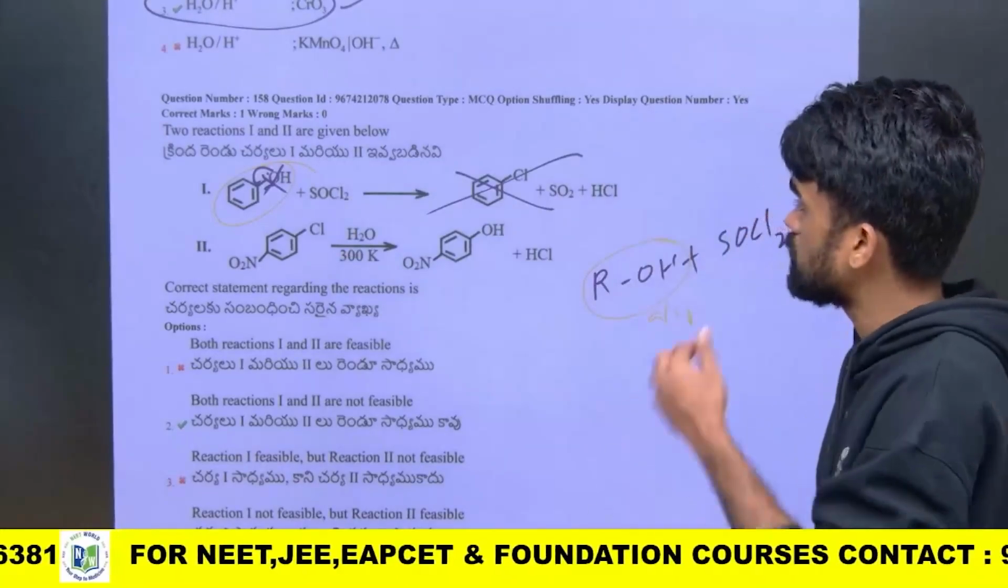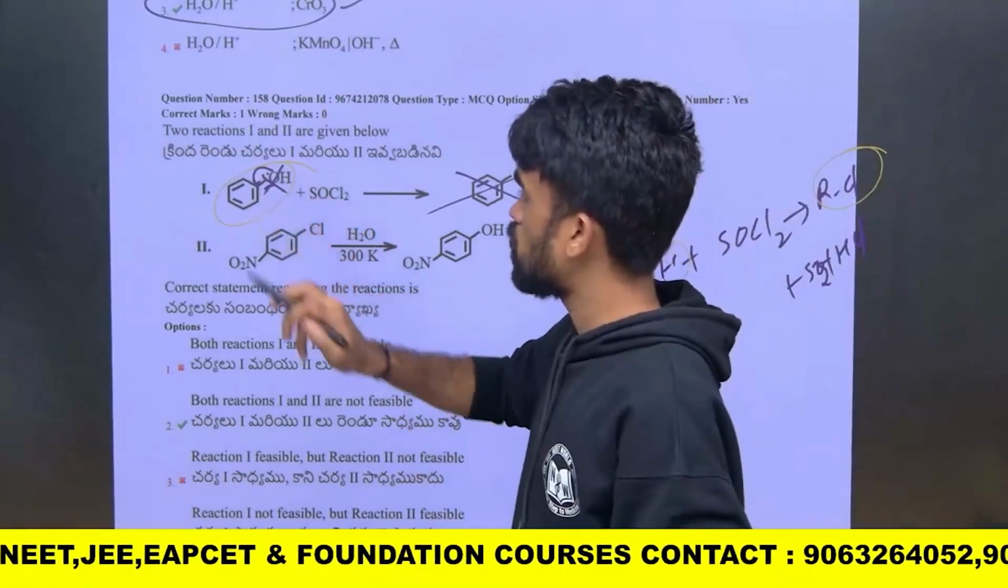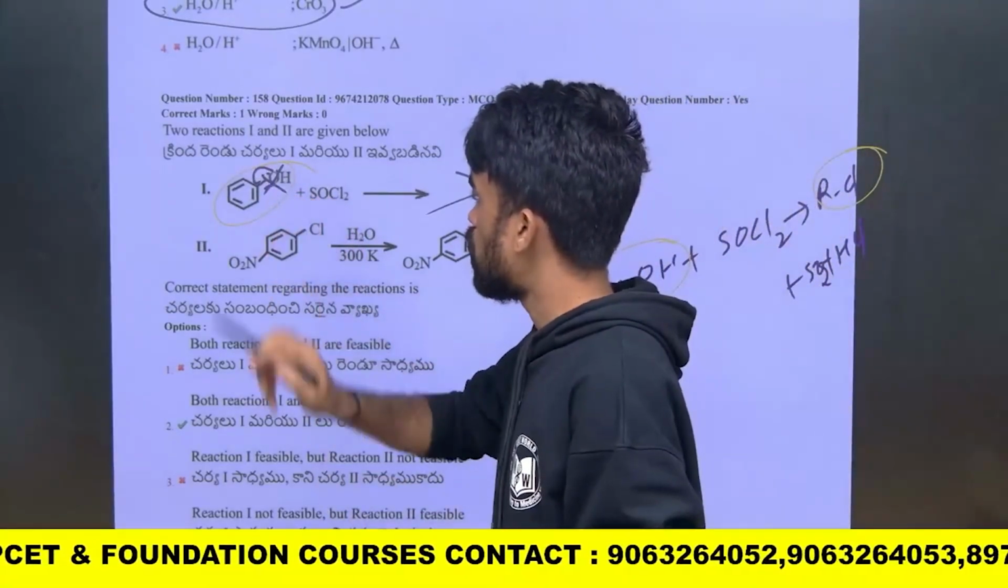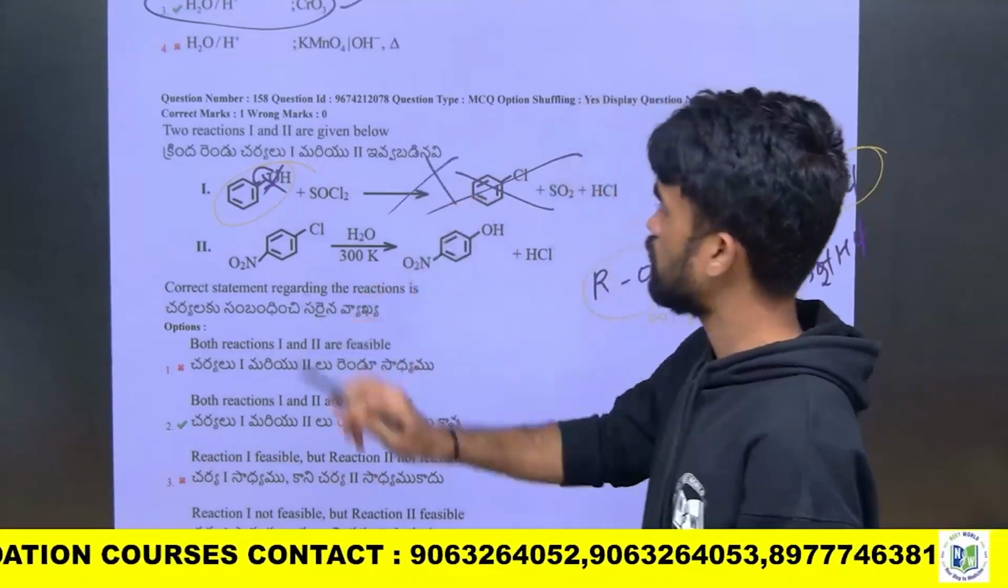So this reaction is not possible, okay, because between oxygen and carbon a partial double bond character will be there, due to the delocalization of non-bonding electrons of oxygen with the ring pi electrons. So this is not possible.